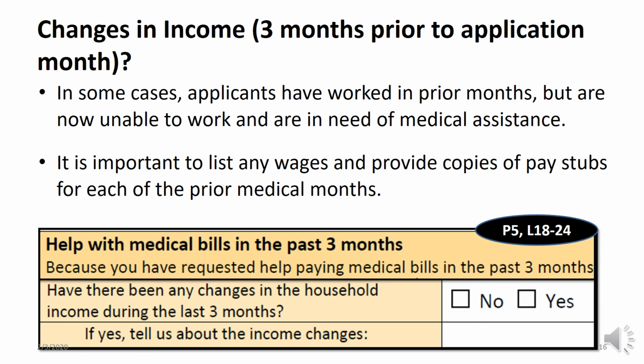Were there changes in income in the past 3 months? In some cases, applicants have worked in prior months but are now unable to work and are in need of medical assistance. It's important to list any wages and provide copies of pay stubs for each month of the prior medical months.